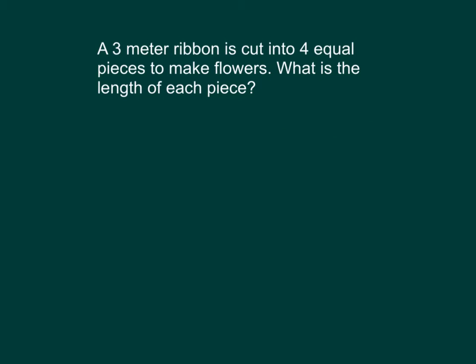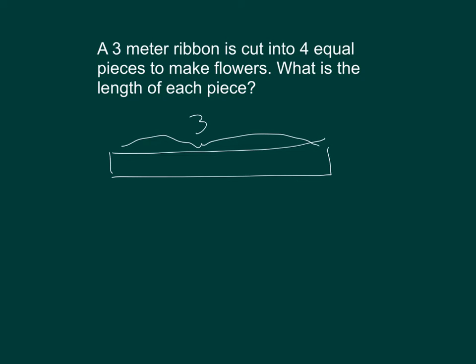A 3-meter ribbon is cut into 4 equal pieces to make flowers. What is the length of each piece? Let's draw a tape diagram. The length of my tape diagram is what? Right, 3. And we're cut into how many equal pieces? 4 equal pieces.